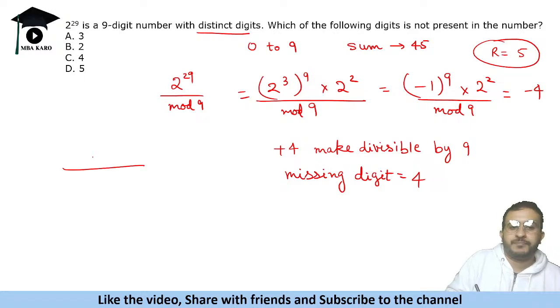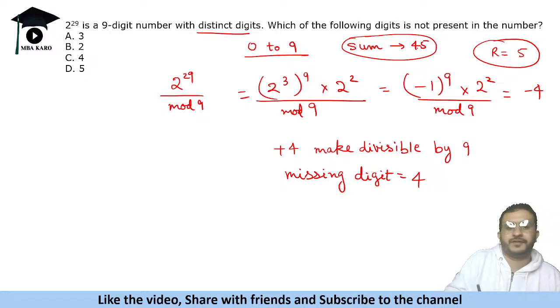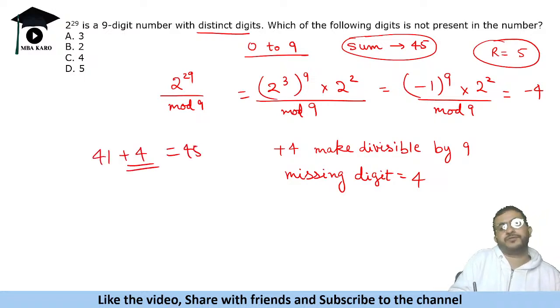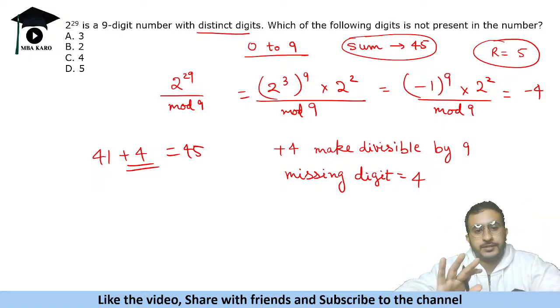So it's a number that has remainder 5. Now a digit is not present. So we need to, as I told, the sum is 45. ठीक है. So one of the digits is missing. So the sum has to be less than 45. Like 0 to 9, if you add, the sum is 45. So sum is less than 45. So 40 sum आ रहा होगा. नहीं, remainder 5 में 41 sum आ रहा होगा. So you need to add 4 to make it 45. So missing digit is 4. Is it clear? Those who got 5 as the answer, you took out the remainder.